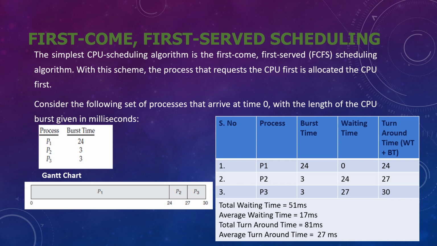So when you sum up all, you will get the total turnaround time, that is 81 milliseconds. And to find out the average turnaround time, 81 by the total number of processes, that is 81 by 3, you will get 27 milliseconds.